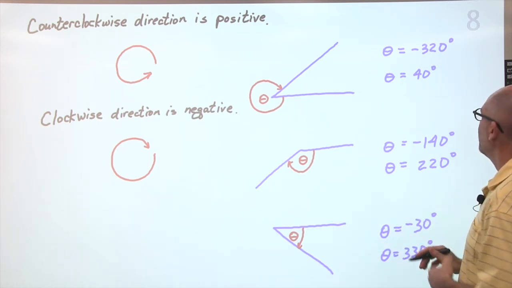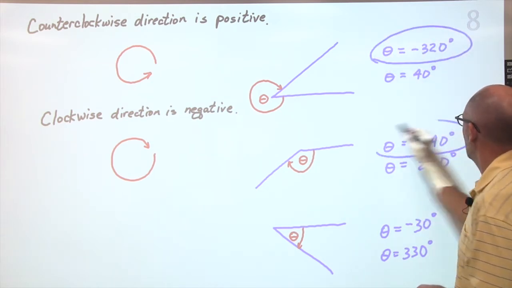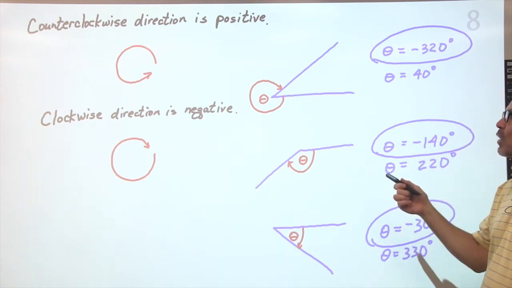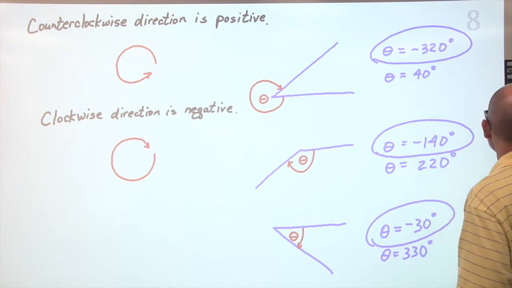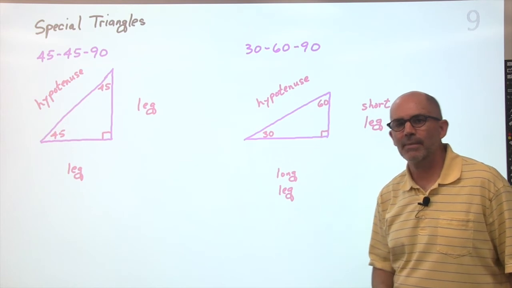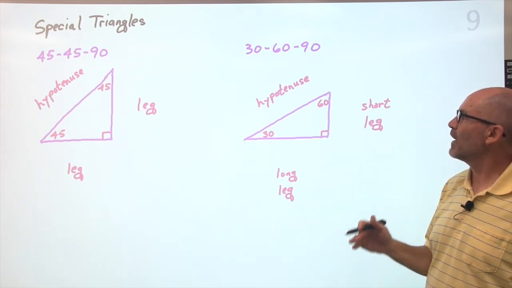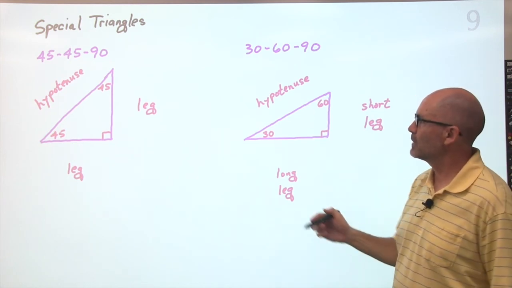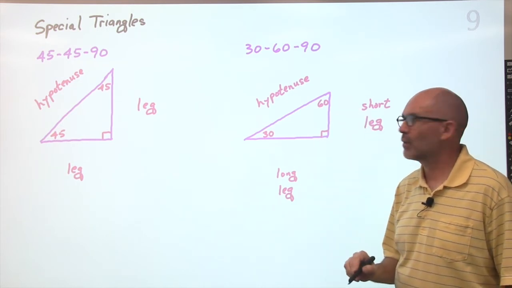Okay, so that's basically it. Since we went the clockwise direction, all these angles are negative. All right, now, the last thing we're going to talk about is special triangles. So we've got two very special triangles. We've got 45, 45, 90 and 30, 60, 90 right triangles.